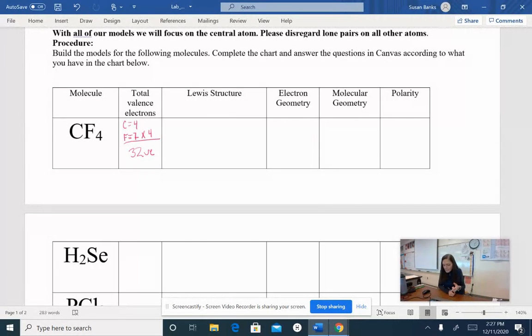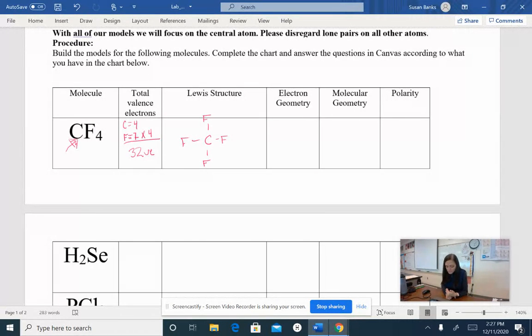Now, the next thing I've got to do is decide what's going to be in the middle. And I choose the least electronegative atom except for hydrogen. If we look at carbon and fluorine on our periodic table, fluorine is always the most electronegative, so carbon's going to be less. So I'm going to put carbon in the middle. And when I start, I'm going to start with single bonds to each of the fluorines, and then I want to create an octet.